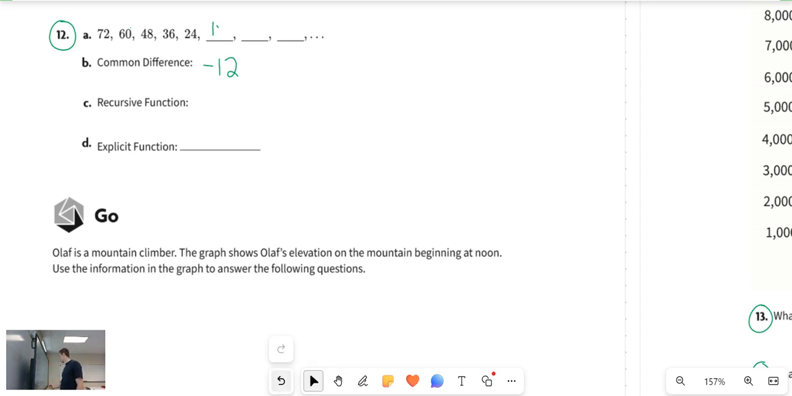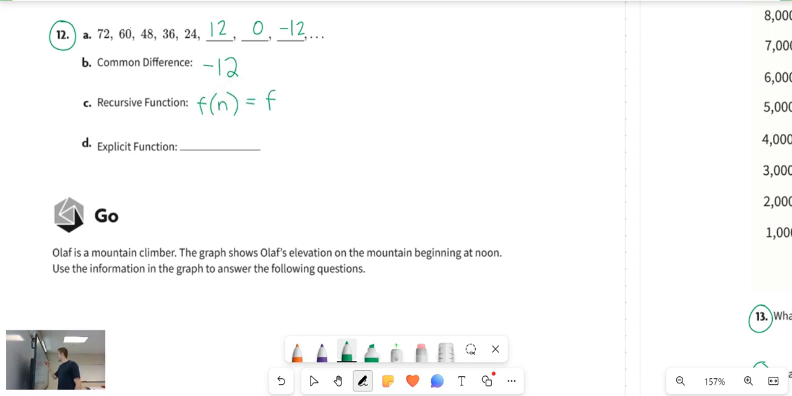Which means our next values, from 24, we would go down to 12. Oh, that did not write a 12 for me. Let's try that one again. From 24, we'd go down to 12, and then we'd be at 0, and then we'd be at -12. All right. Our recursive function, so our current, or our f of n, is going to be the previous, f of n minus 1, minus 12. Whatever our previous was, we take away 12, and that's the current state. And then we should also note that f of 1 equals, what was our starting value? 72.